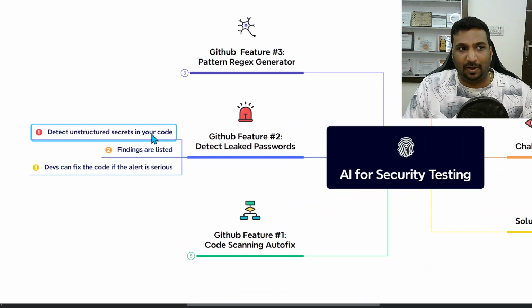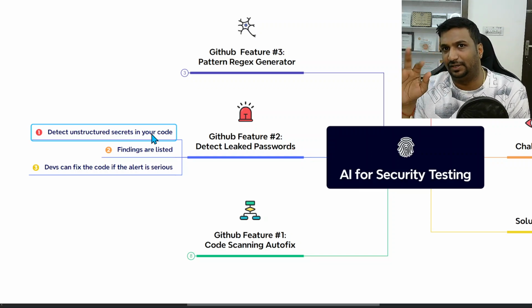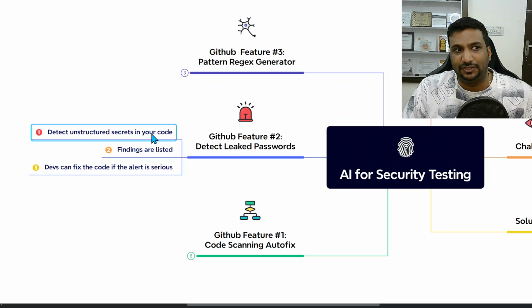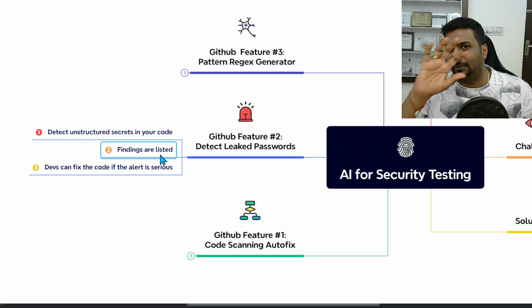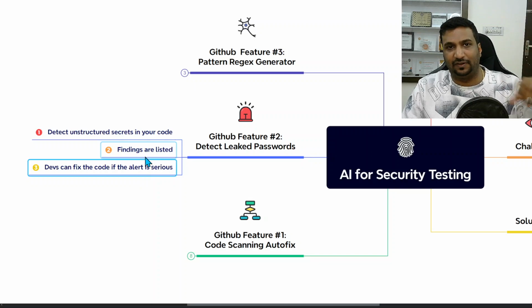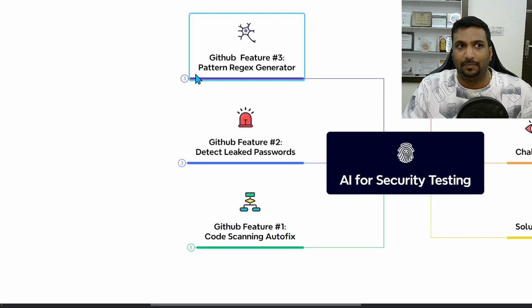Second is detecting leaked passwords. A lot of times, code for mobile apps or web apps has unstructured secrets or passwords written in the code base, in the front end or elsewhere. While this should not happen, it has happened in the past. This feature detects unstructured or generic secrets from your code. It shares a listing saying these are some open variables and text present in your code base, and based on that listing, developers can fix the code or remove the secret if the alert is really serious, or choose to ignore or flag it off if it doesn't mean anything.